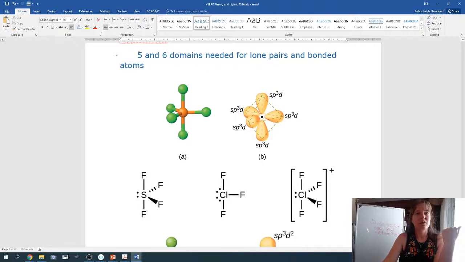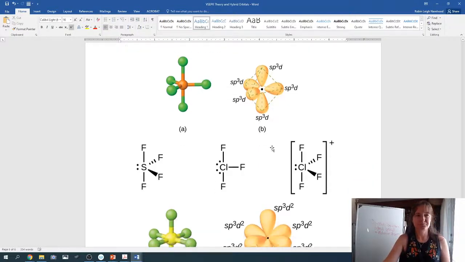So if you need 5 domains, then you would use the s orbital, all 3 p orbitals, and then 1 of the d orbitals, and that creates 5 new orbitals, and the orbitals are called sp3d. And so here's an image where each one of these yellow lobes is an individual sp3d orbital. So there's 1, 2, 3, 4, 5. This is on a 1-dimensional screen, but it is a 3-dimensional structure, and it's called trigonal bipyramid.